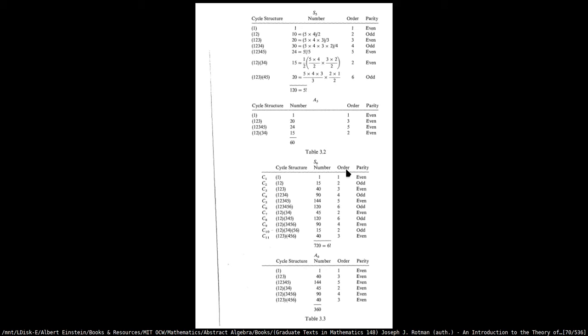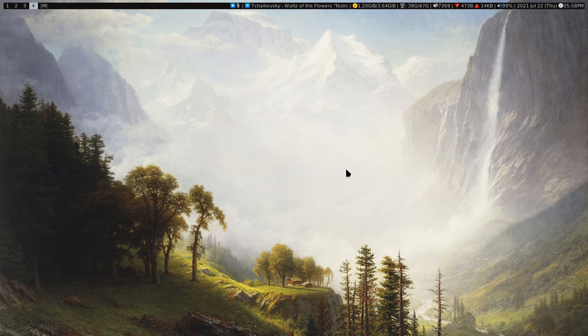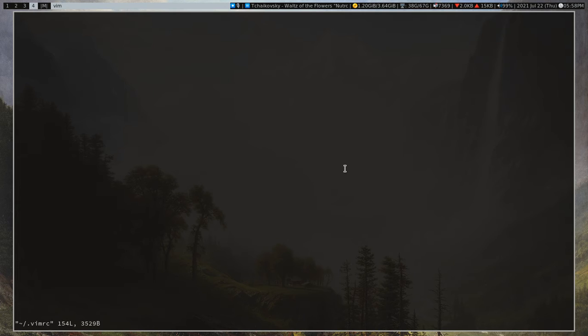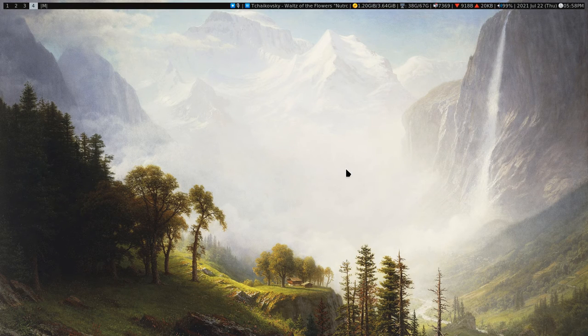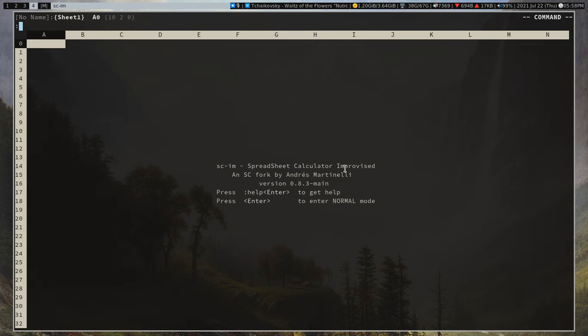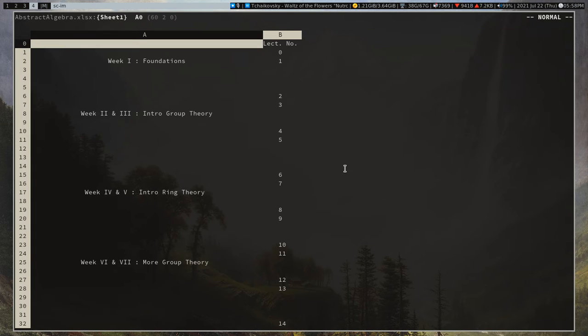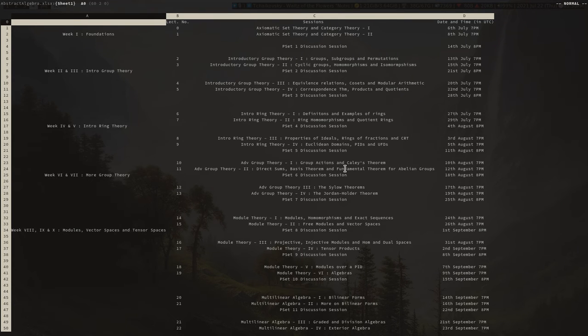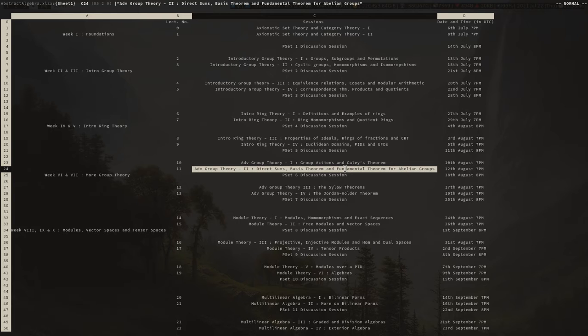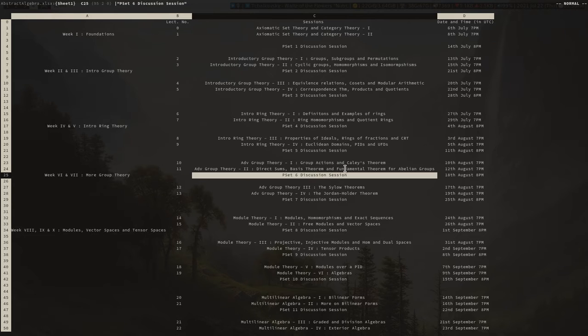Wait, let me see my schedule. I should remember most of my schedule, but what was that? So we are supposed to do the basis theorem and the fundamental theorem of abelian groups in our second group theory weeks. There it is, week 11, lesson 11. Yep. Coming up soon. Not too bad.